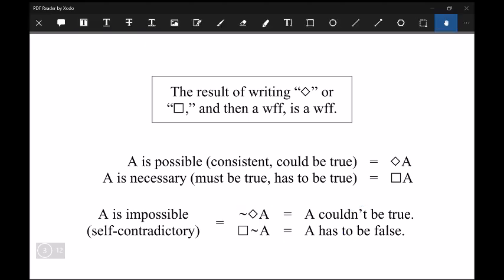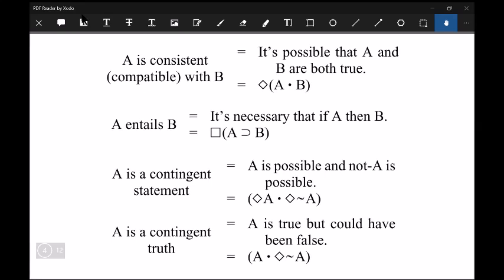Okay, now our first task is how to translate from English into logic. And here are some kind of simple examples. You'll see these cases a lot.